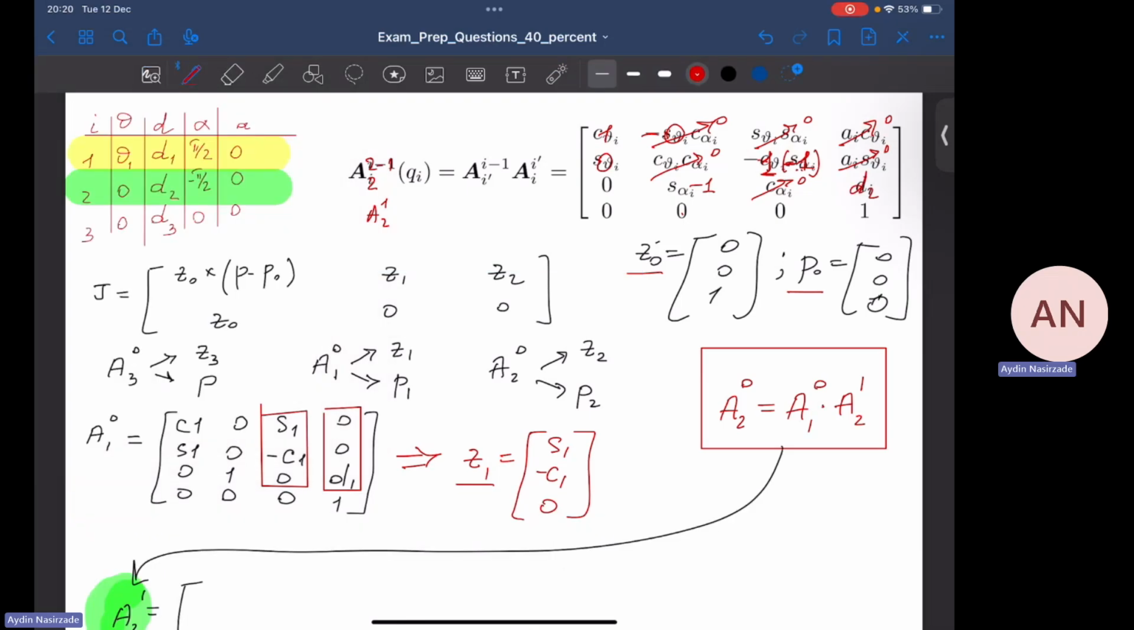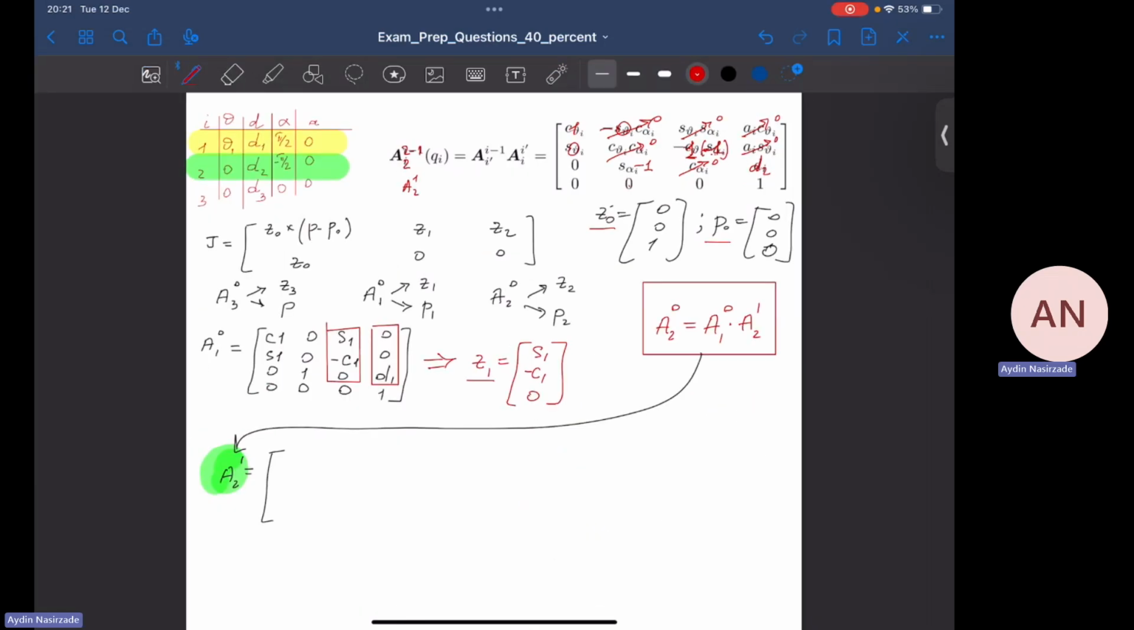Okay, D2 here. That's it. So let me just transfer this information. So we have 1, 0, 0, 0. I hope I actually substituted correctly. 0, -1 and 0, 0, +1, 0 and 0, 0, 0, D2 and 1.